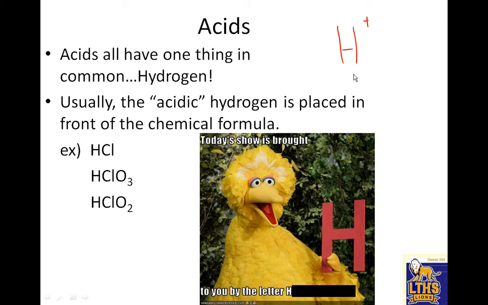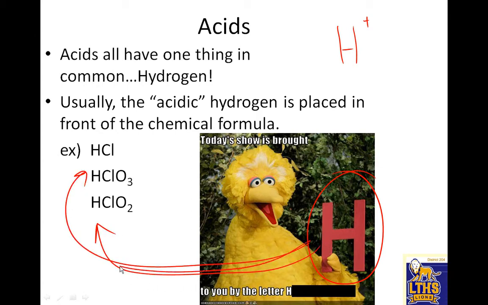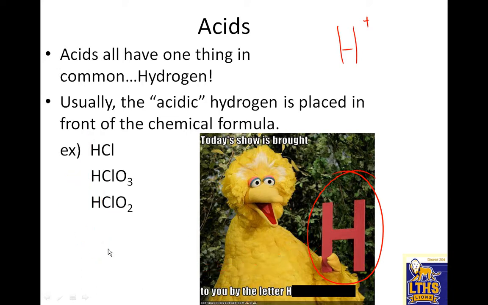I'm going to play a little song here because we're sponsored by the letter H for hydrogen. And what do all of these compounds start with? We'll say it all together. Hello, hello, hello, I'm hydrogen. And I'm at the beginning of an acid. Hello, I'm an acid. I start with hydrogen.